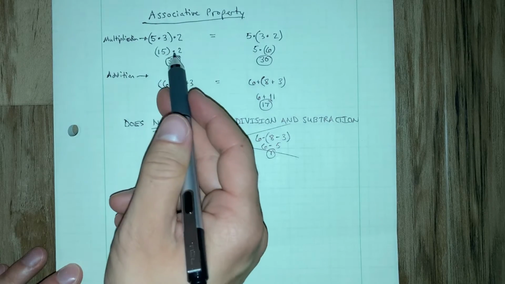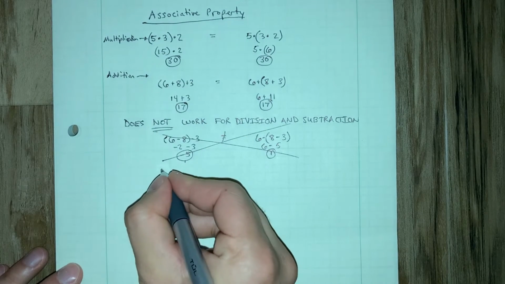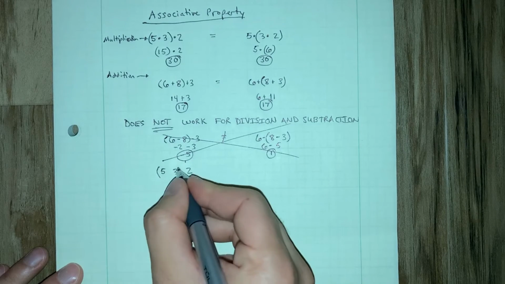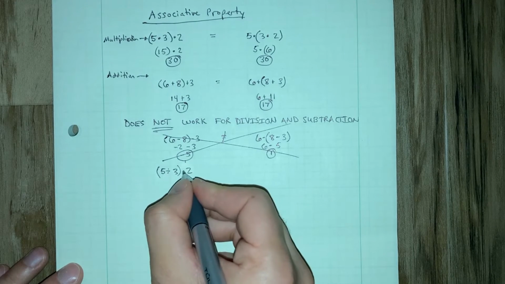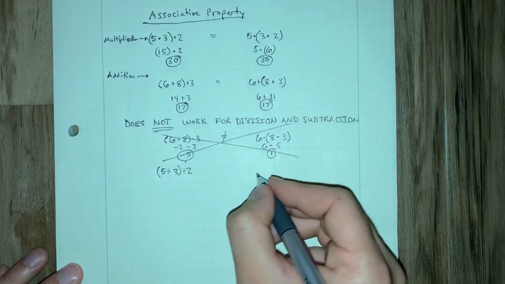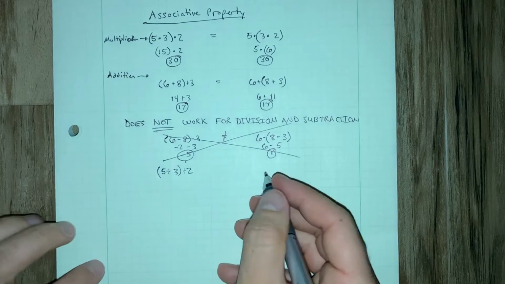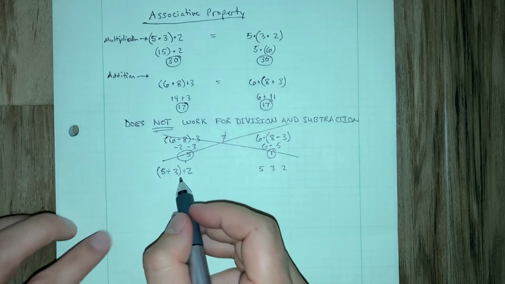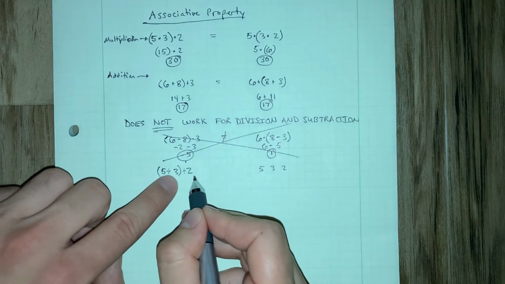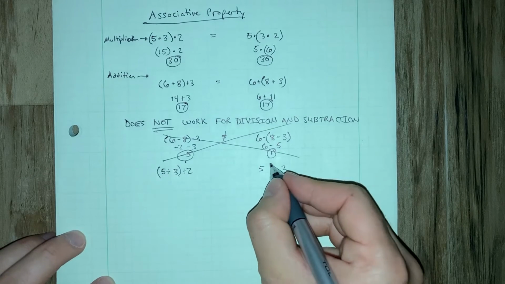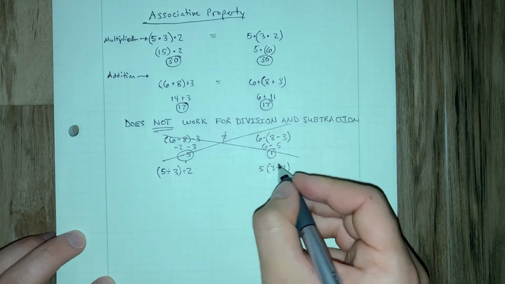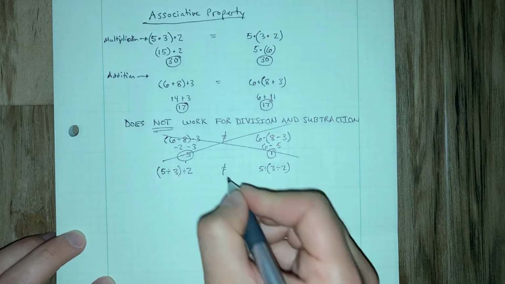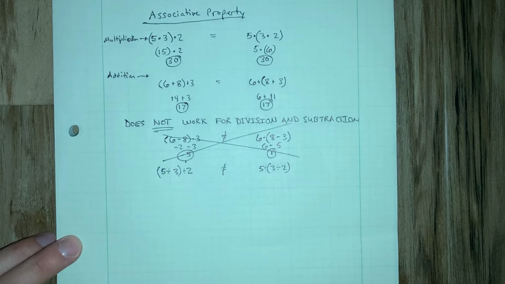We'll just use the same numbers we used for multiplication. 5, 3, 2. We put divide signs between everything. And over here, we'll do the same three numbers, 5, 3, 2, same order. Just grab those parentheses, slide them over to the 3 and 2. Put divide signs between everything. And those are not equal. And I'm going to prove it.